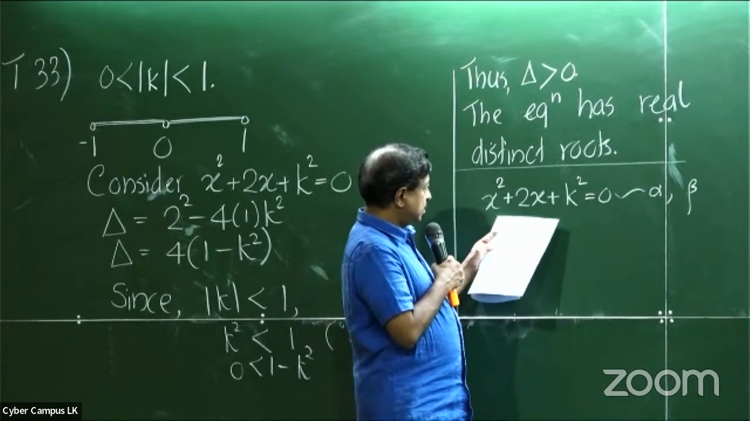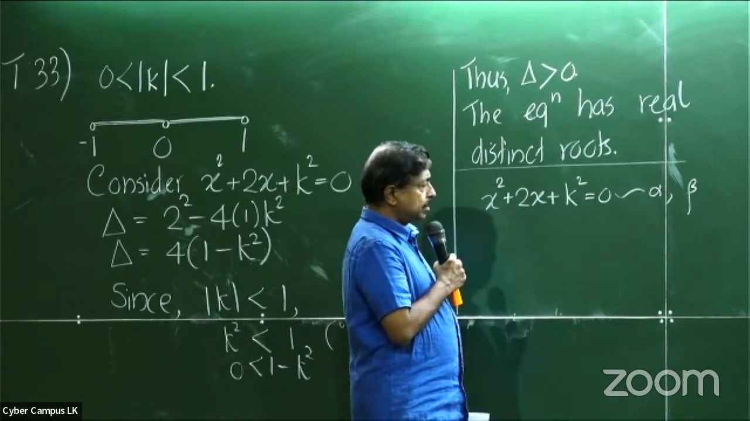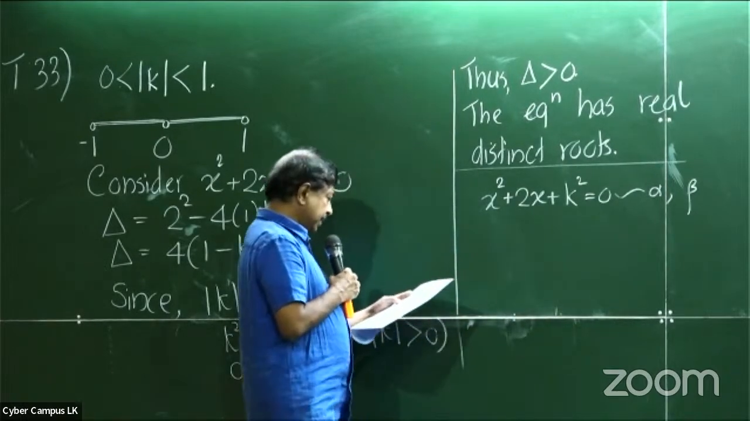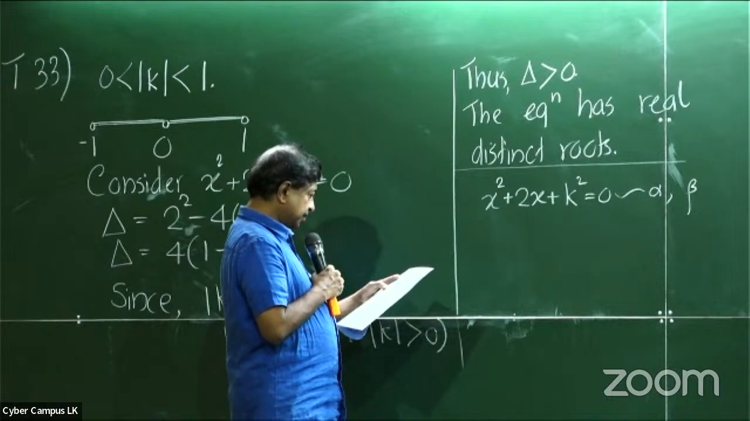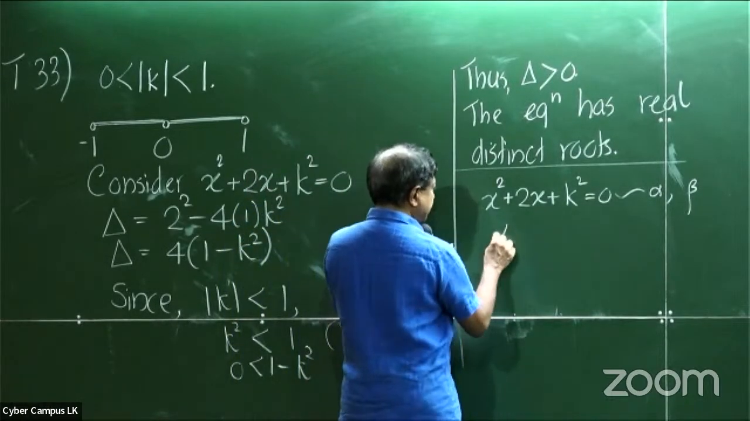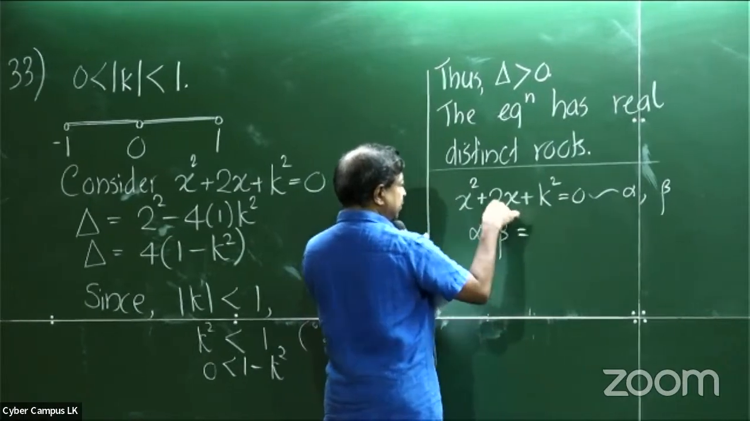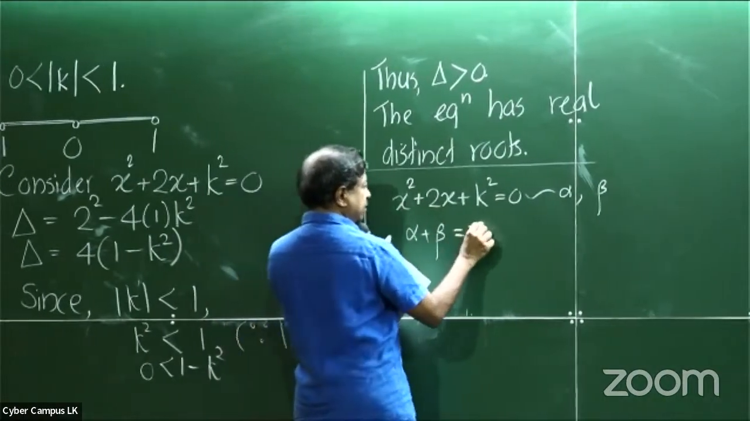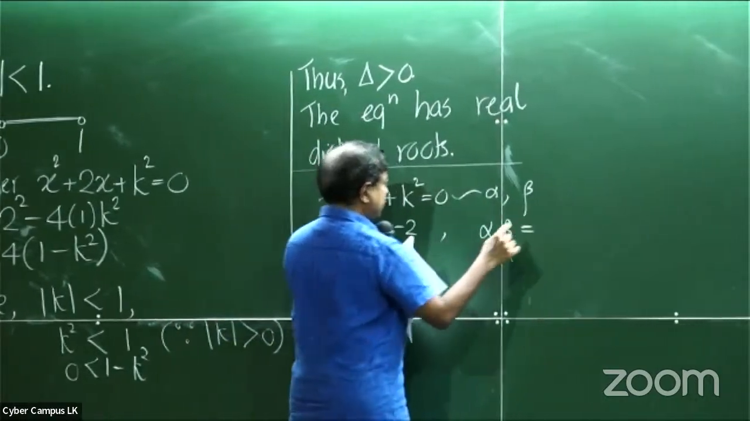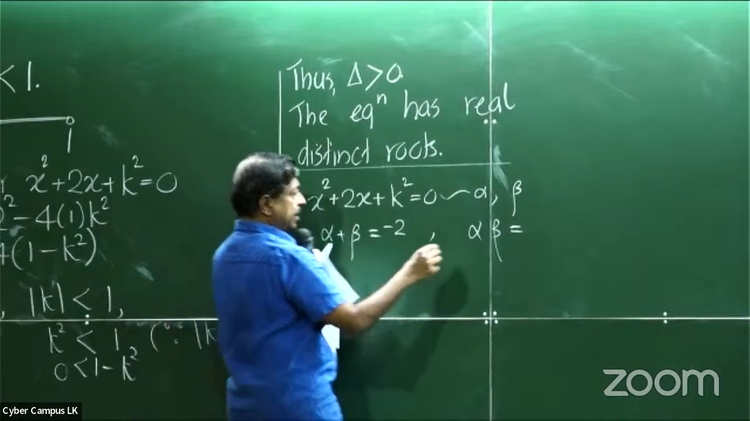After that, the roots of this equation are given as alpha and beta. We need to show that both of them are negative. So before that, we need to find alpha plus beta and alpha beta. This is minus 2 over 1, which is minus 2. Alpha beta is C divided by A.